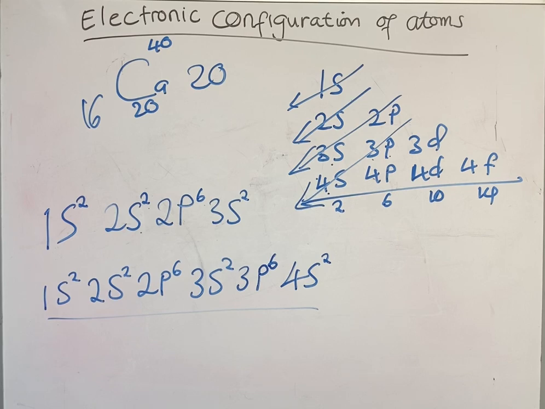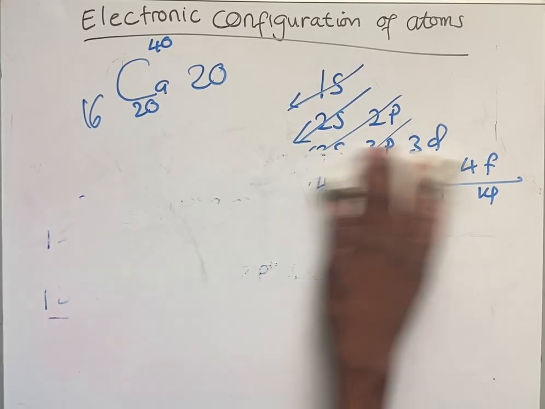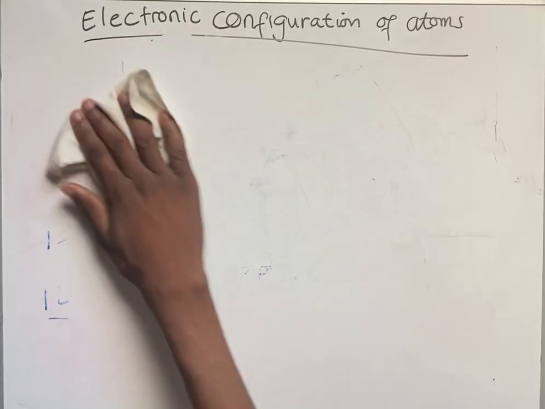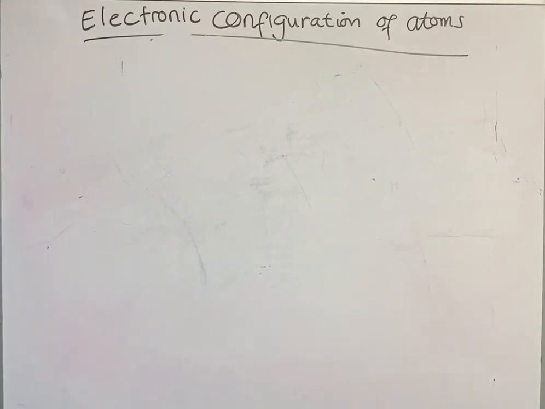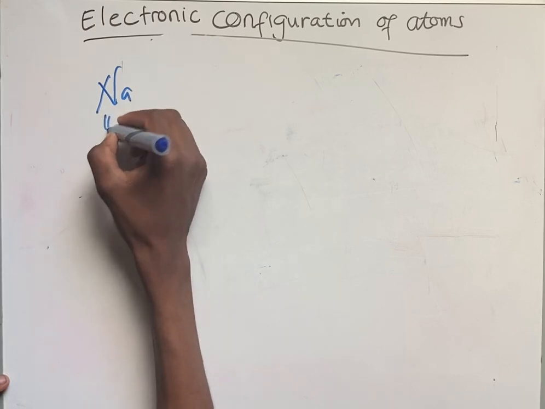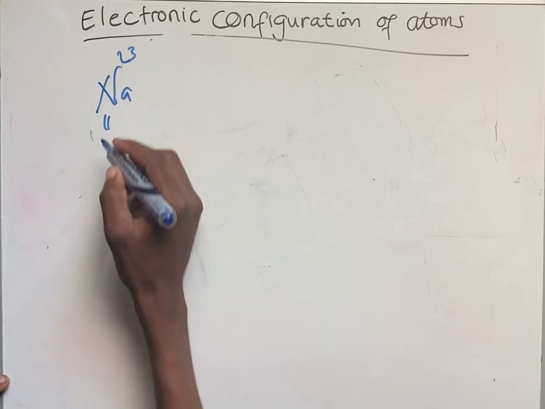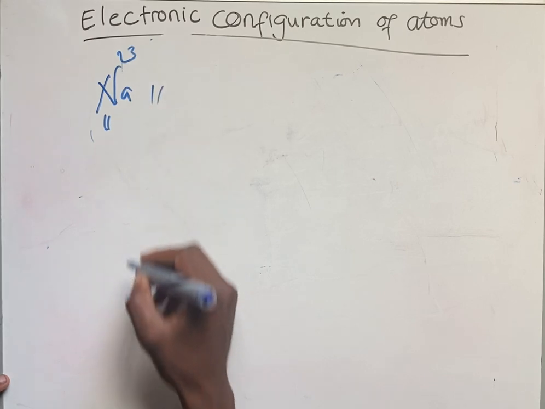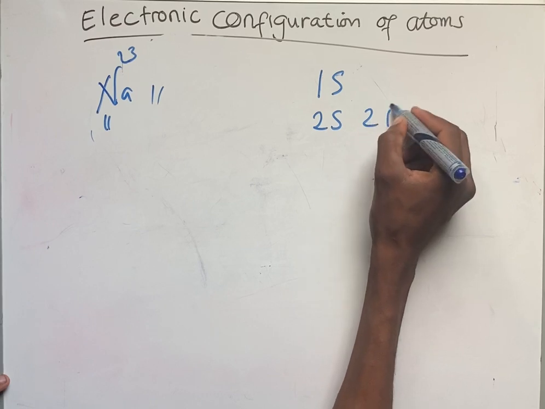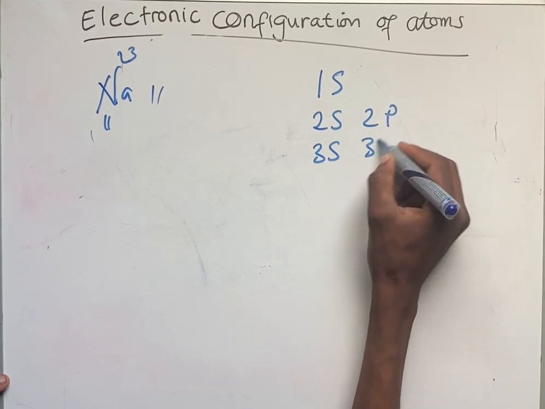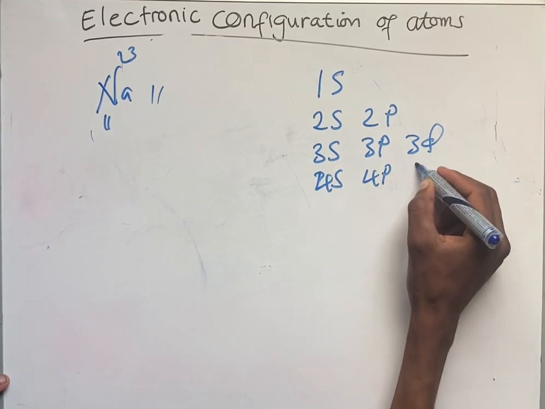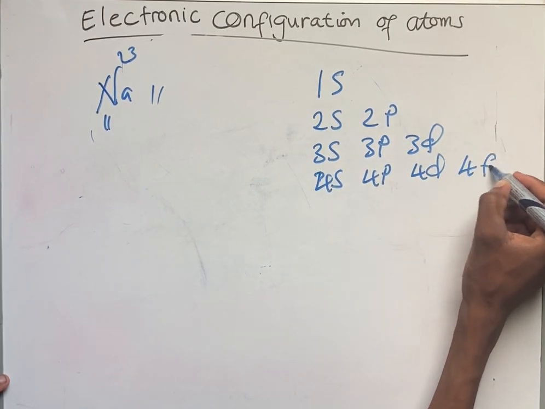Let's also look at the second example. Let's say sodium, 11, 23. As usual, this is the proton number, so we're using 11. We have the 1s, the 2s, 2p, the 3s, 3p, 3d, and the 4s, 4p, 4d, and 4f.